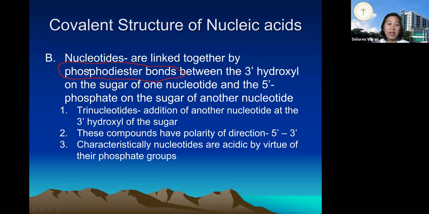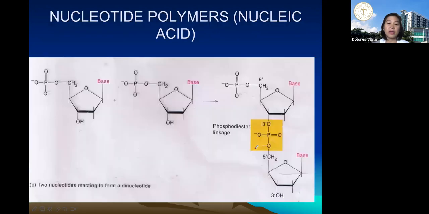Because it has a phosphate group, the nucleotides are acidic, okay? So the DNA has a net negative charge, okay? So this is what I have explained. One nucleotide plus another nucleotide, the linkage is between the 3' hydroxyl group and the 5' phosphate, okay? So 3' hydroxyl group of one nucleotide added to the 5' phosphate of the next nucleotide. And you form what linkage?